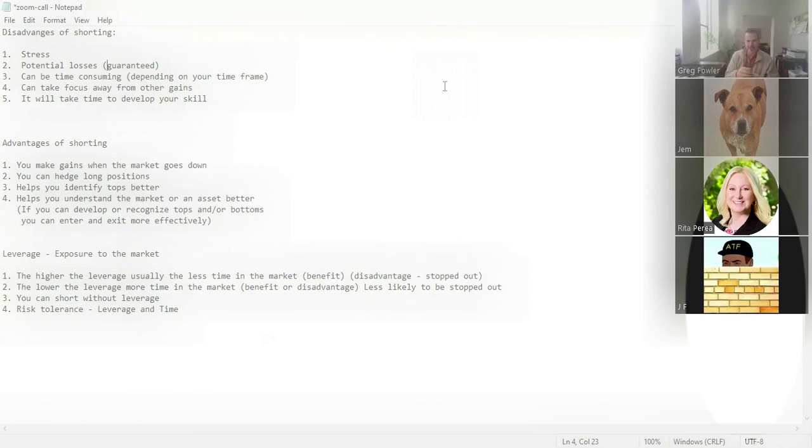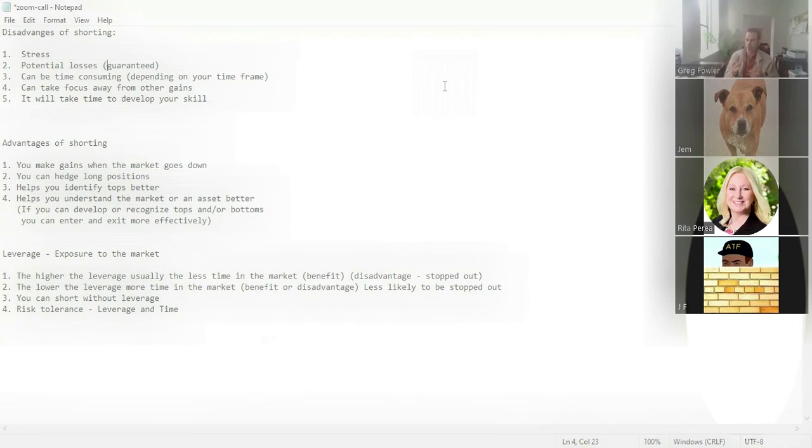The higher the leverage, usually the less time in the market, which can be a benefit. It also can be a disadvantage where you could be stopped out. So what do I mean by that? If you want to use 100x leverage, you can get stopped out like that. But the guys that use 100x leverage have less time in the market potentially.